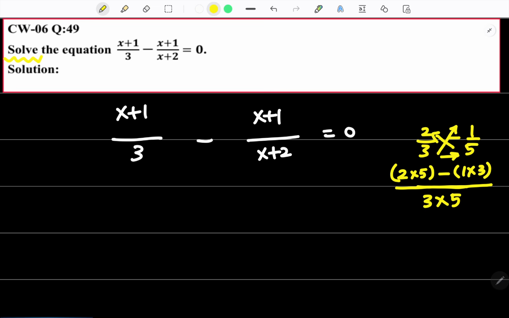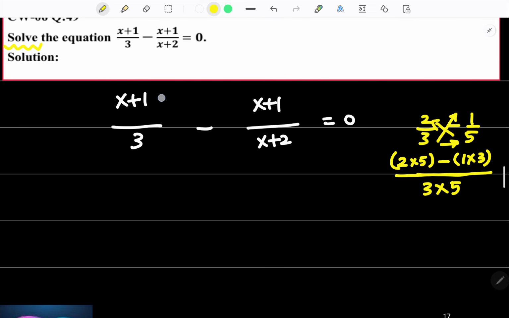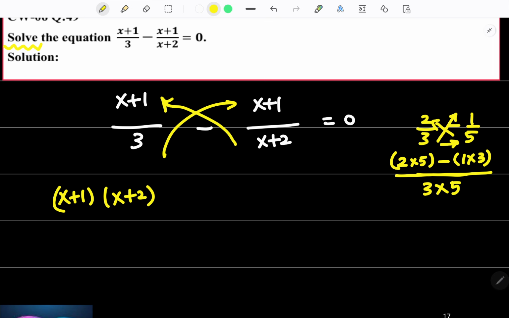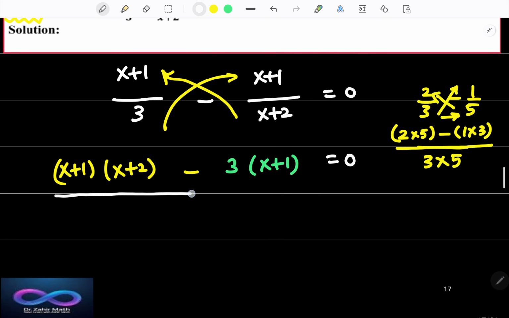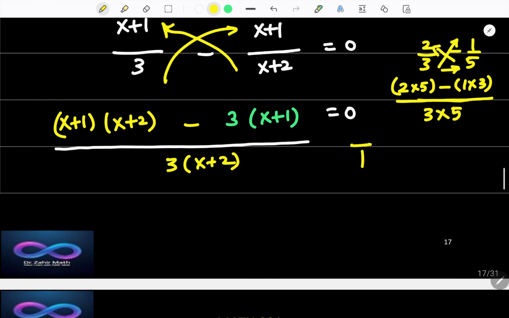The same idea I'm going to follow. So let me multiply this by this, and let me multiply this one. So what happens now? x plus 1 multiplied by x plus 2, minus 3 multiplied by x plus 1 equal to 0, divided by 3 times x plus 2. Can I write this 0 as 0 by 1? Yes, you can write.